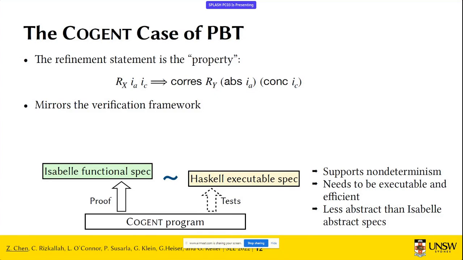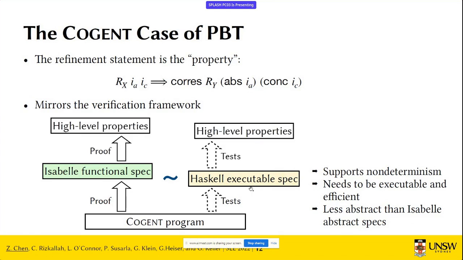So you still want to keep the execution fast. For that reason, usually the degree of non-determinism or abstraction in the Haskell executable specification is a bit lower than the Isabelle counterpart. That's why it sits a bit lower than the other one. And if you want to use the traditional style of property-based testing, you can still do that, on top of the Haskell executable specification. Testing your properties here is actually easier, and that's also something we do for the proof: we prove high-level properties on top of the Isabelle functional specification.